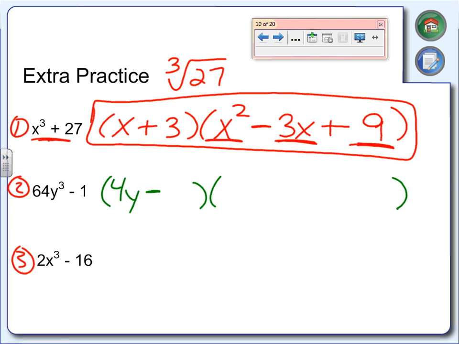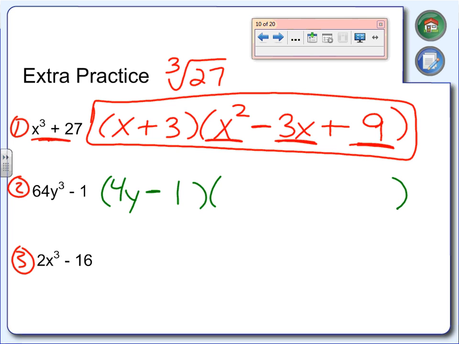We're also going to take the cube root of 1. Anybody know what the cube root of 1 is? 1. Because 1 times 1 times 1 is 1. So we're done with the binomial. Now we're ready to figure out what the trinomial is.